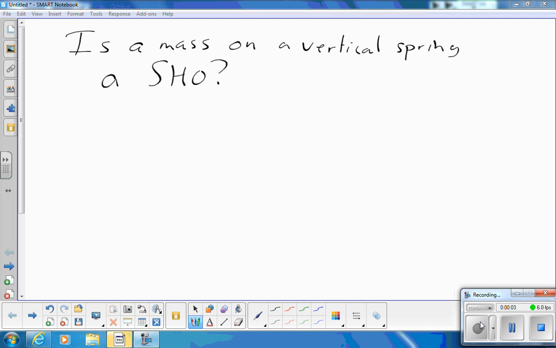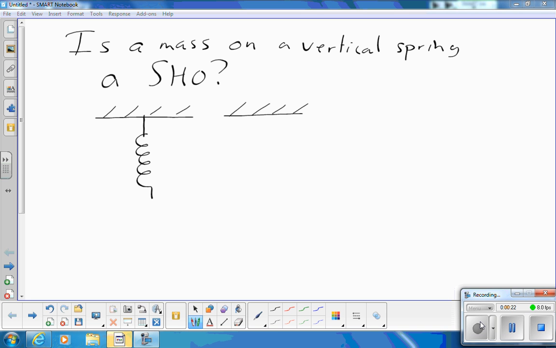Indeed, here's the question for today. Is a mass on a vertical spring a simple harmonic oscillator? Okay, let's analyze this situation by considering a spring hanging from a ceiling, and then we're going to place a mass on it. And then we're going to let it oscillate and see if it's a simple harmonic oscillator.